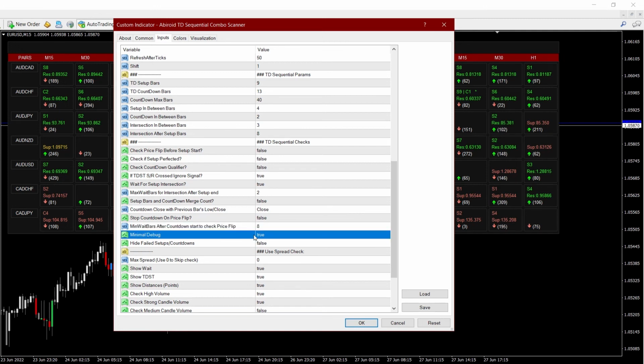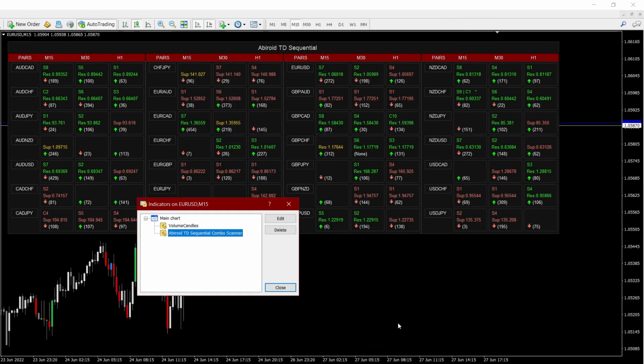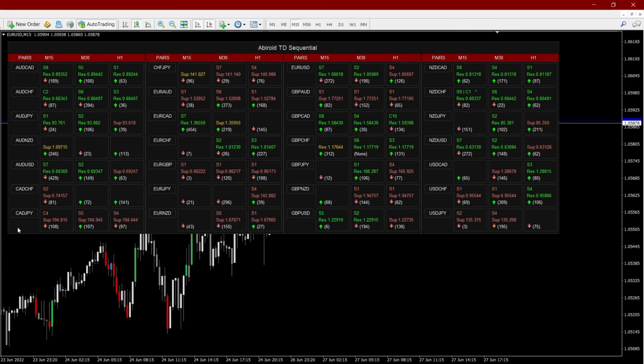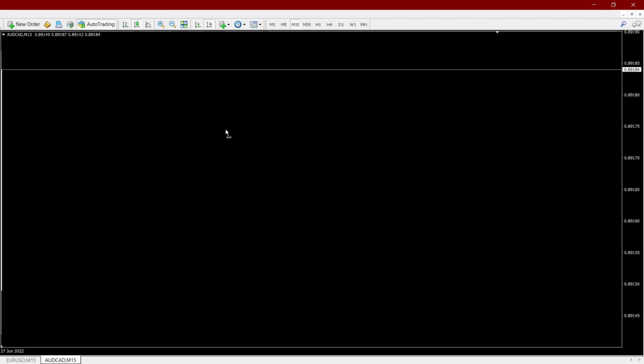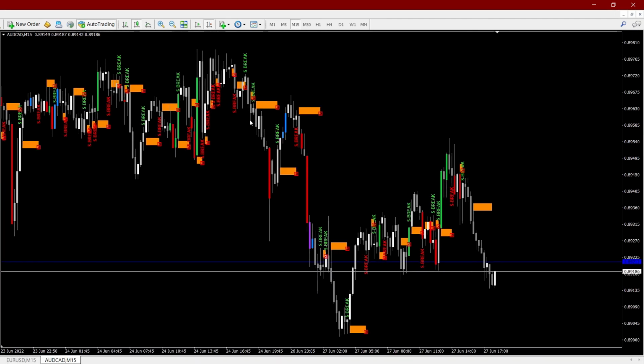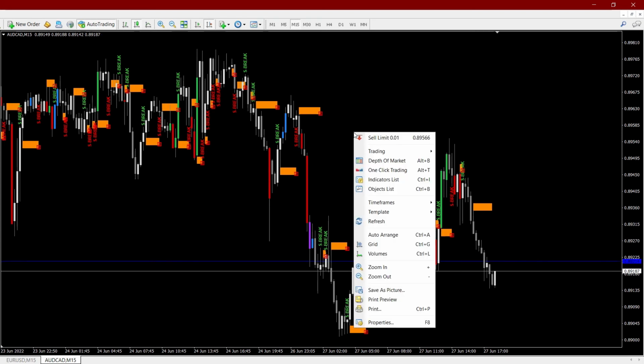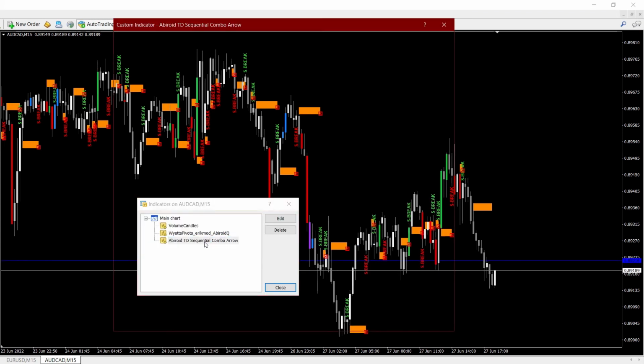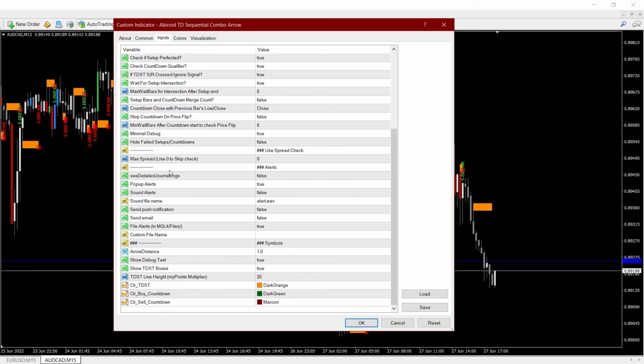You can set the minimal debug to true. If this is true, then it will not show you. Let me just open up anything right here. So these are all the debug messages. And if you have minimal debug set to false, then you will get a lot more symbols.